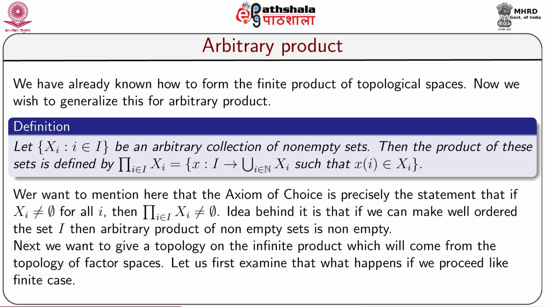The idea behind it is that if we can make a set well ordered, then their Cartesian product will be non-empty. We have already observed in the case of countably infinite products that as N is well ordered, we have been able to define the countably infinite product. So, if the index set for the arbitrary case can be well ordered, then here also we can define the arbitrary product.